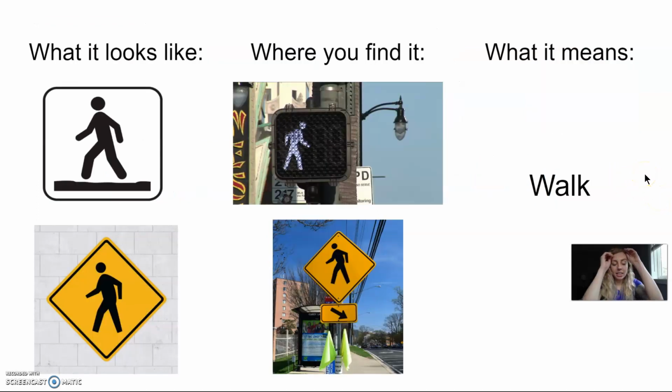So the first sign is the walk sign. So this is what it looks like. And you can find it around traffic lights when you're trying to cross the street and walk across. Or you could find it on just regular crosswalks without a traffic light or a stoplight. This shows where you can cross the street. Okay. And what does it mean? It means walk.